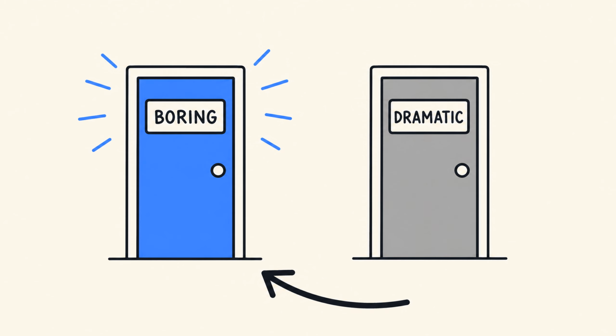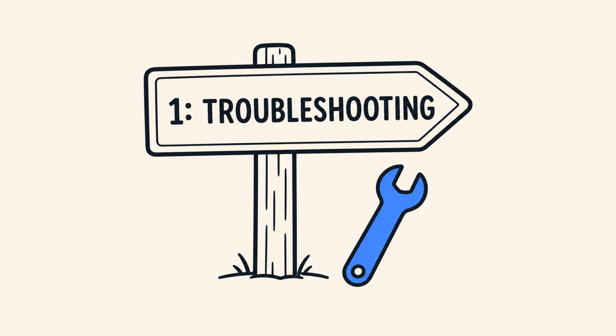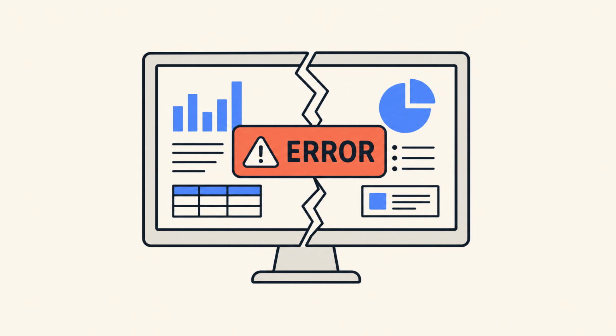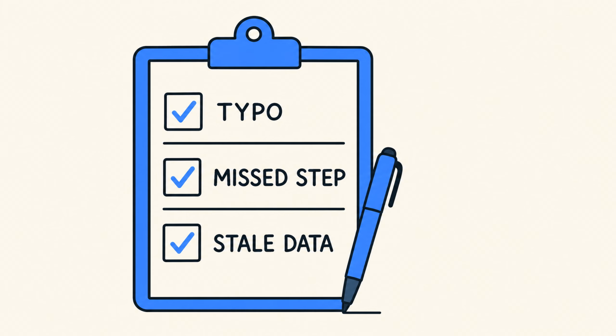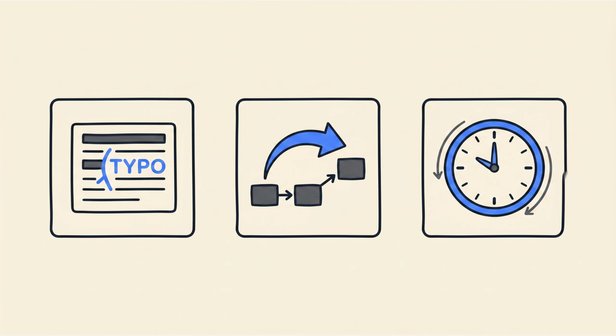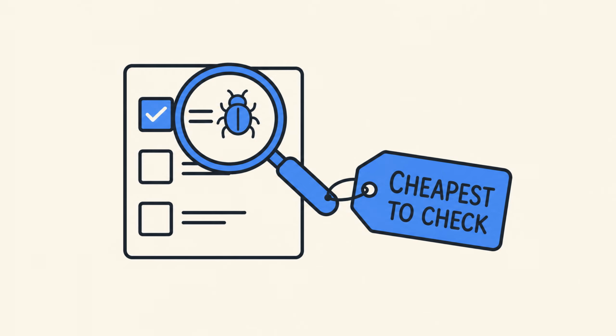So how do you use this at work? Reach for the boring explanation before the dramatic one. Scenario 1. Troubleshooting. Something breaks, a report's wrong, a process failed. The mind jumps to big, complex causes. Occam's razor says check the simple stuff first, a typo, a misstep, stale data. The simplest plausible cause is usually where the problem actually lives, and it's the cheapest to check.